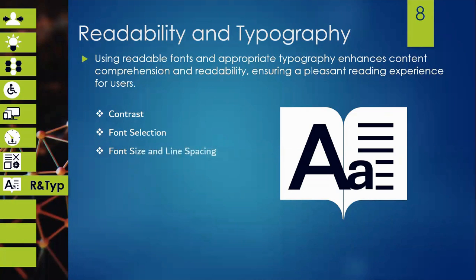Look, font size and line spacing. What about the size? Use comfortable font size and line spacing to improve readability. Aim for a font size of at least 16 pixels for body text and line spacing about 1.5 to 1.75 times the font size between the lines of the text, okay?